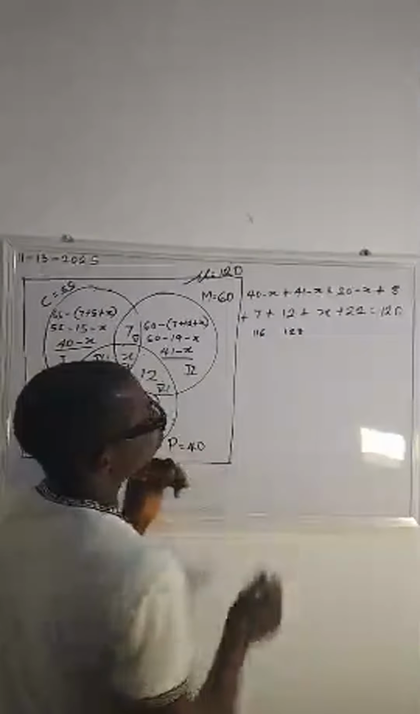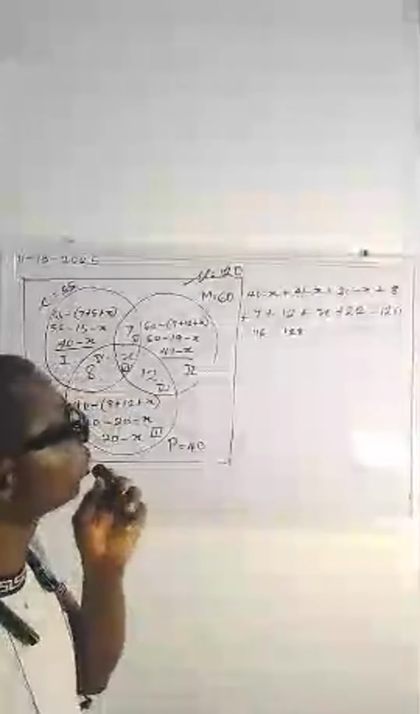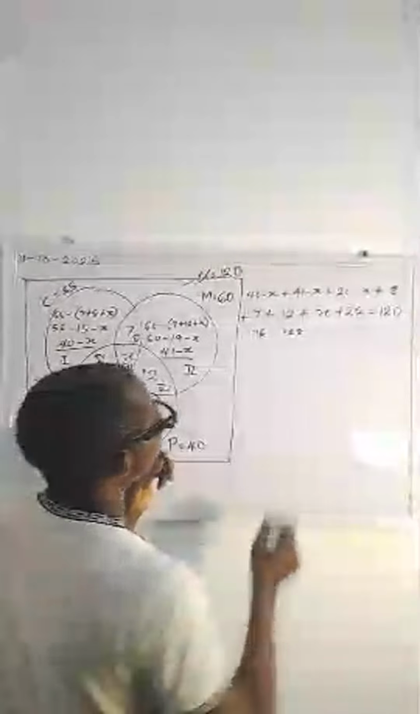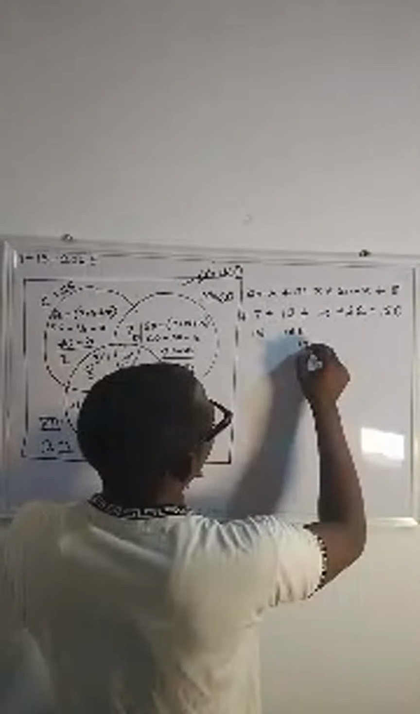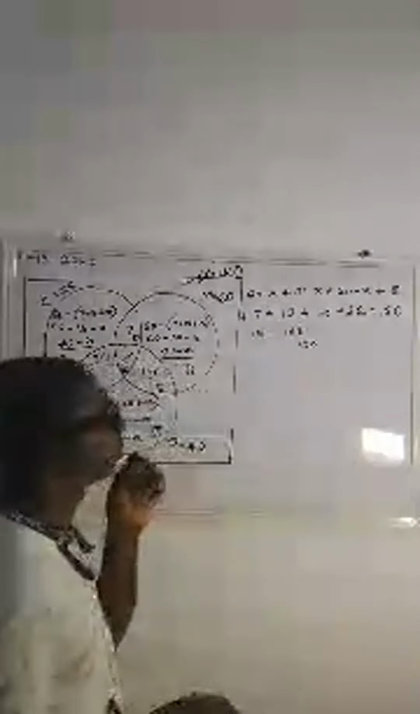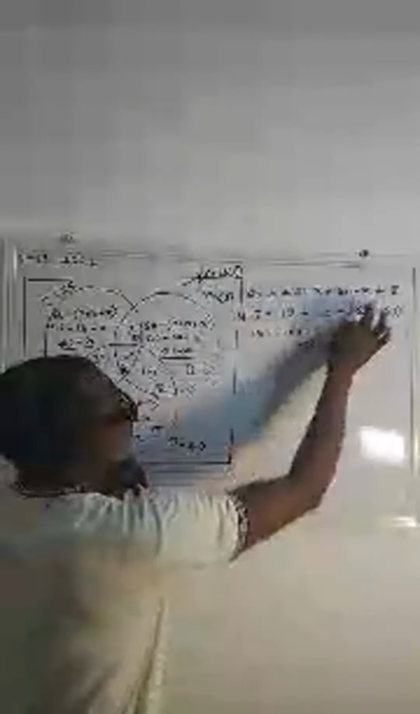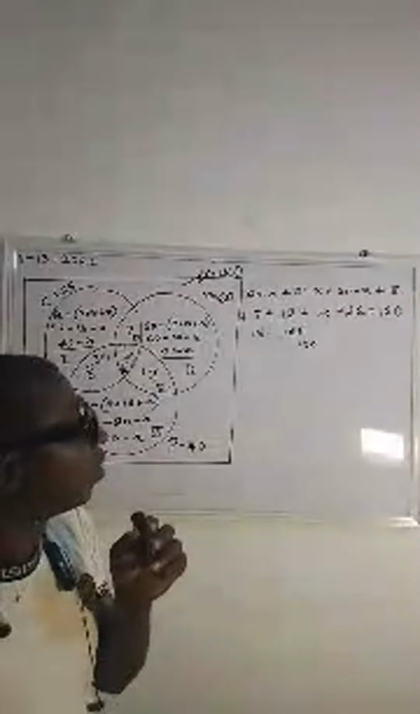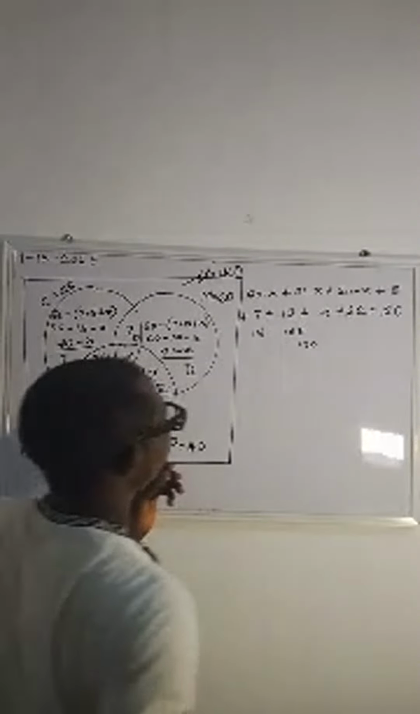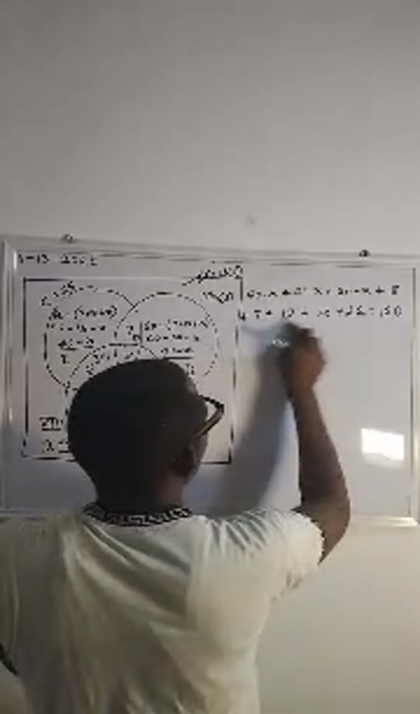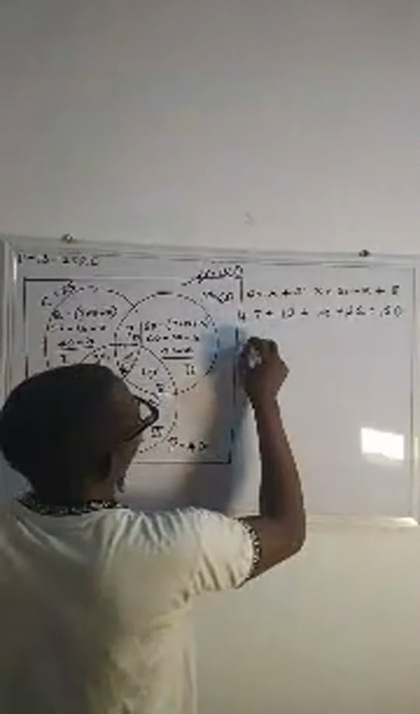128 plus 22, that gives you what? That is 150. So that means if you add all the numbers together, you should have 150.